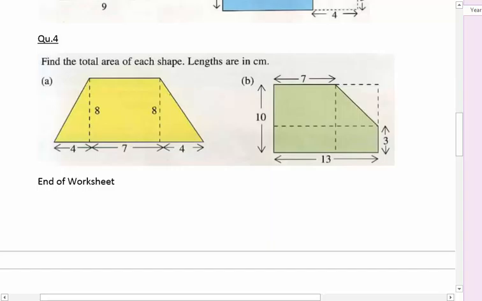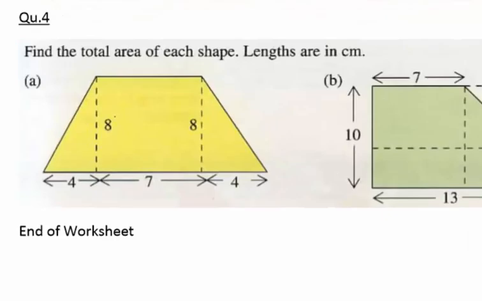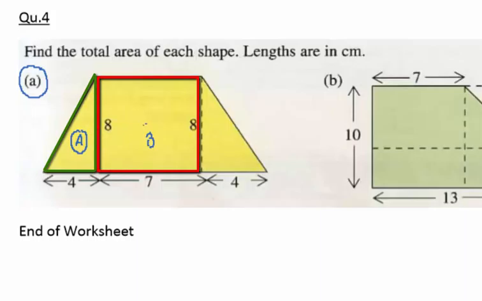Question 4 is very similar, except in these parts A and B we're going to be using triangles as well as rectangles to work out areas. Now you see in part A we're having to work out the shaded area, which is made up of 3 components. We've got a triangle here, part A, a rectangle here, part B, and another triangle here, part C.